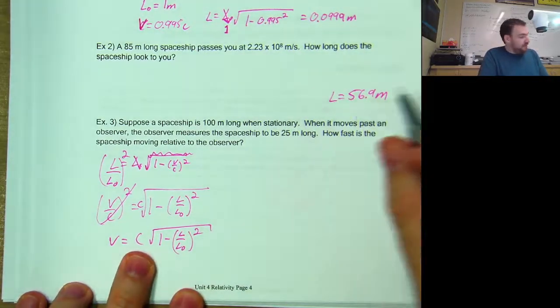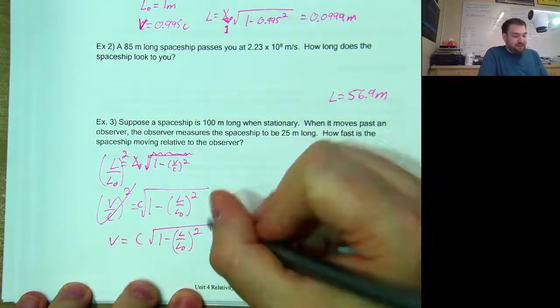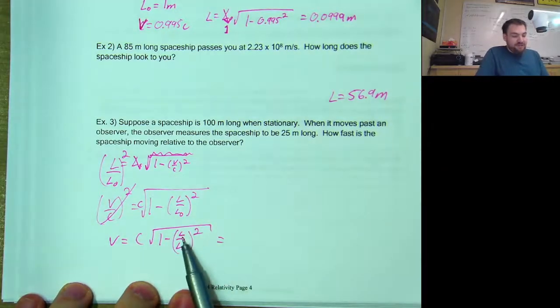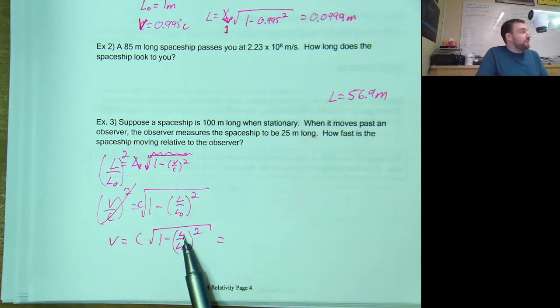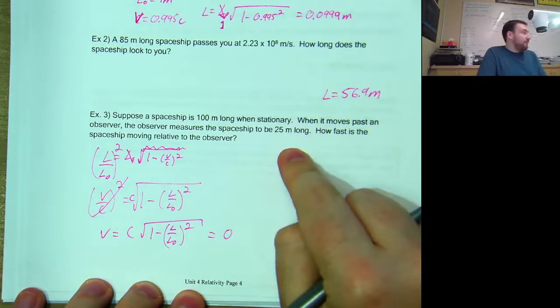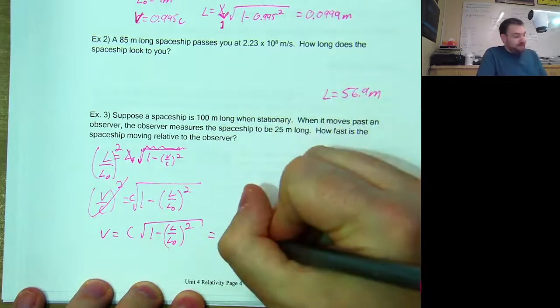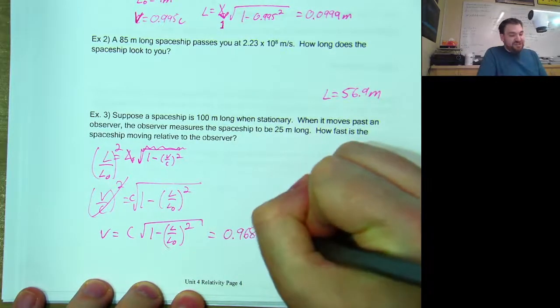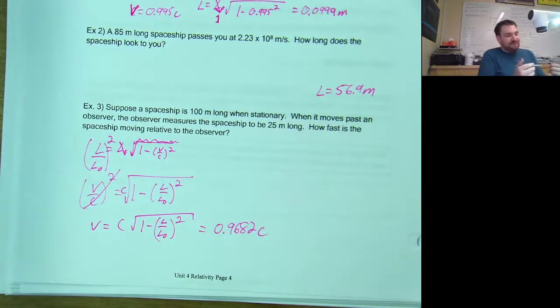L is the length observed, and L0 is how long the spaceship actually was when it was constructed. What you're going to find is that the velocity to shrink the ship is 0.9682 c. So you've got to be going 97% the speed of light in order to make a 100-meter long ship look 25 meters long.